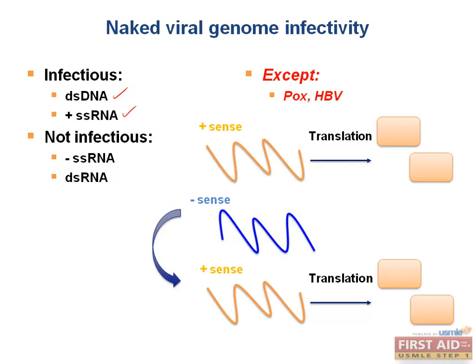which they carry with them in the virion. Similarly, as we already discussed, single-stranded positive-sense RNA is already like mRNA and is ready for translation and therefore can be infectious on its own. However, it is the negative-sense single-stranded RNA which needs the RNA-dependent RNA polymerase to be converted to its complementary strand before it can be translated. The same is true for double-stranded RNA viruses. This is why negative single-stranded RNA and double-stranded RNA viruses are not infectious when they are naked.